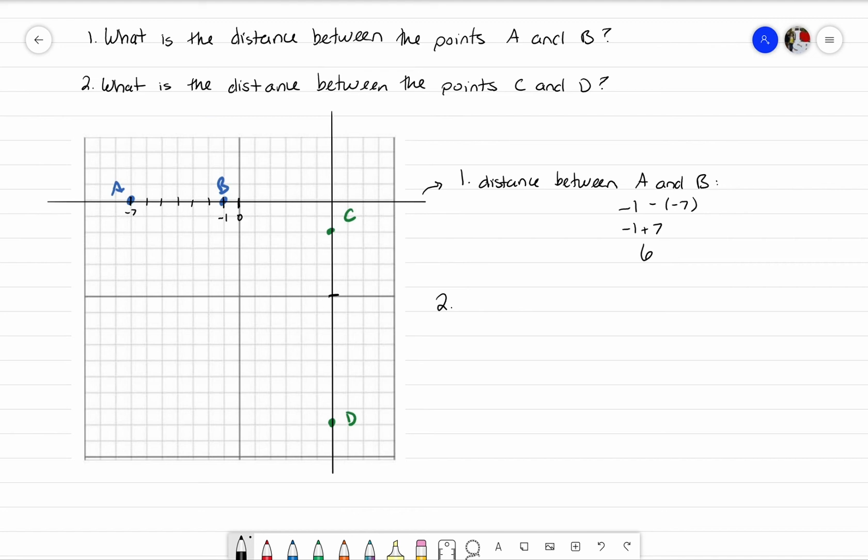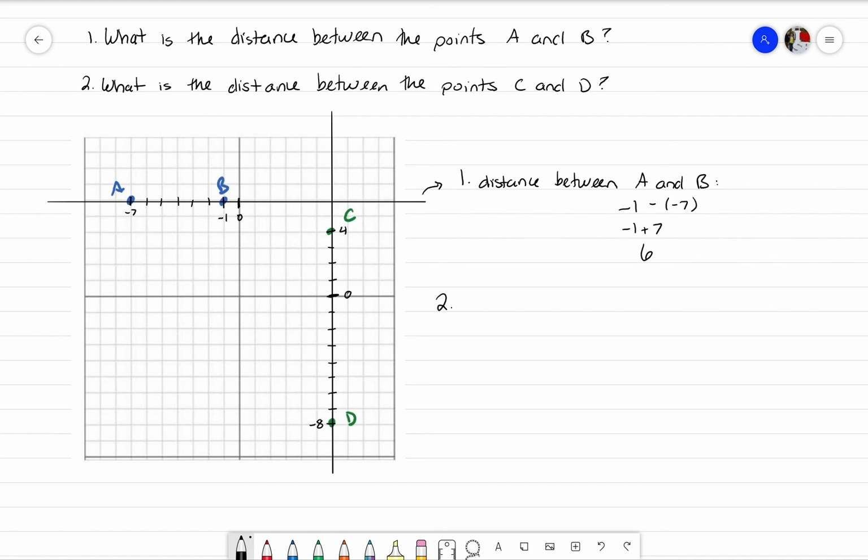Here where it hits the x-axis, that's my 0 point. And let's count up to see where C is at. So I get 1, 2, 3, 4. So my point C is at 4 on the number line. And then let's figure out where D is at. So we get -1, -2, -3, -4, -5, -6, -7, -8.